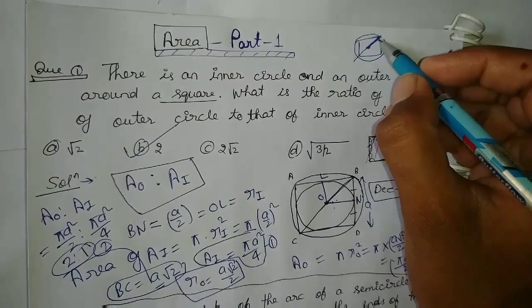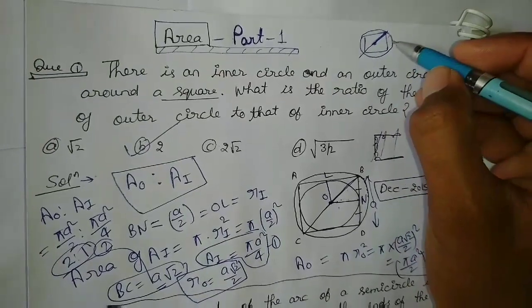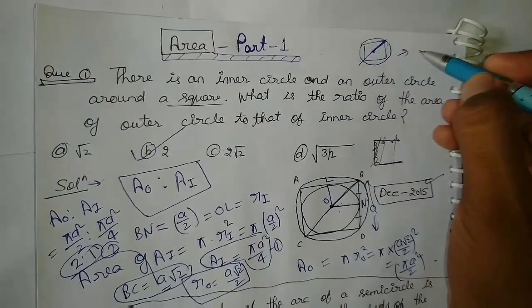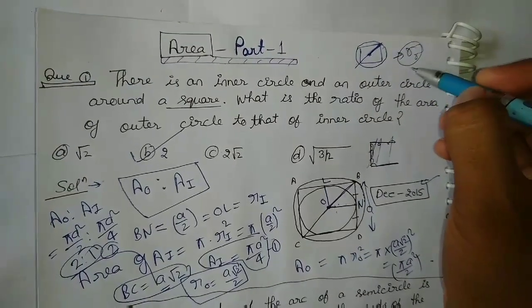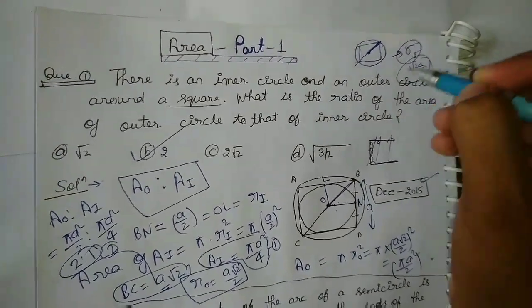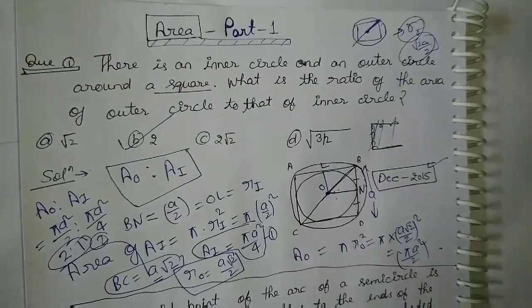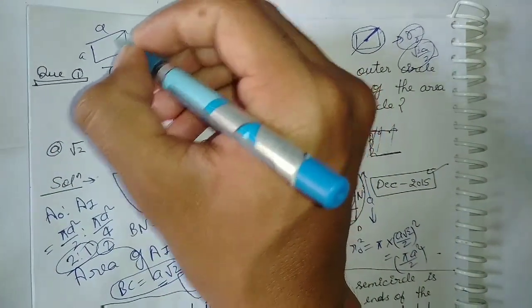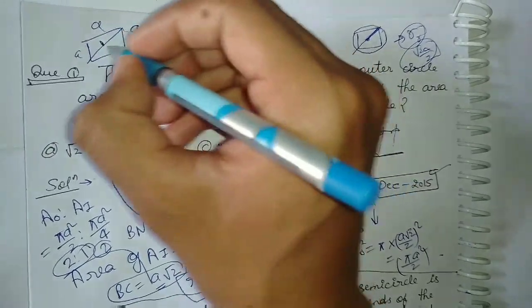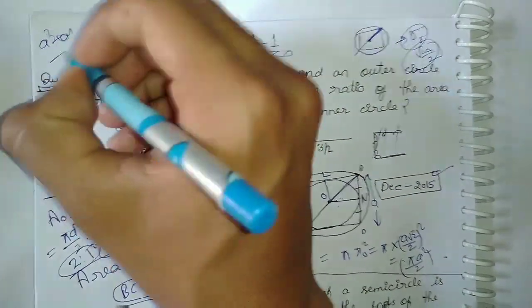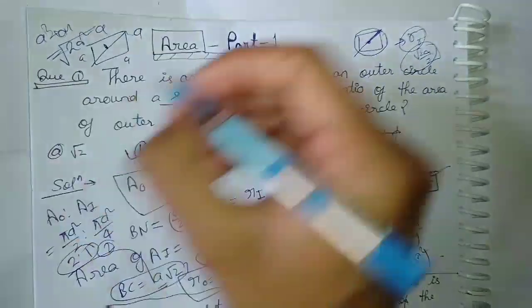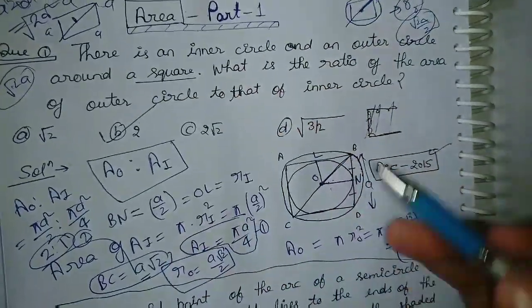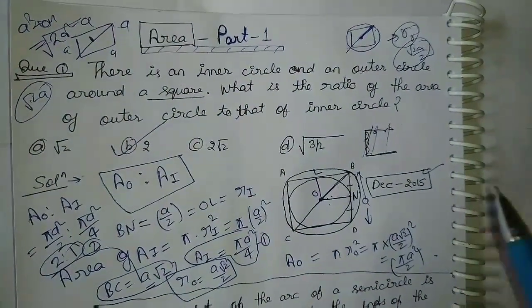This diagonal is just the diameter of this bigger circle, so half of this diagonal is the radius of the bigger circle, and this is nothing but root 2 A by 2. Root 2 A is the diagonal of the square. If you have a square of side A, by Pythagoras theorem you can easily calculate: A square plus A square is just 2A square, and taking the square root, it will be just root 2 A. So this is the diagonal, and half of it will be the radius of the bigger circle.